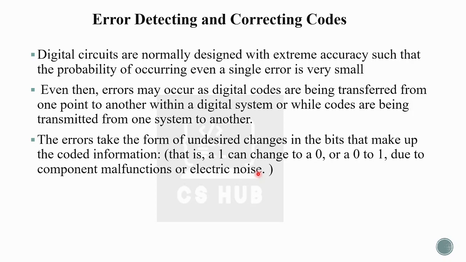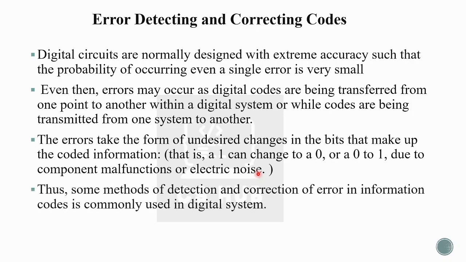The errors may take the form of undesired changes. Some methods of detection and correction of errors in information codes are commonly used in digital systems. So we need accuracy, right? If we are communicating through digital codes or a digital system, we need accurate data. And we have already said that there are chances of component malfunctions or electronic noise by which our digital data may change, and undesired changes in the bits may happen. So some methods are needed to detect those errors, those changes, and if possible, correct those errors to get the original data.